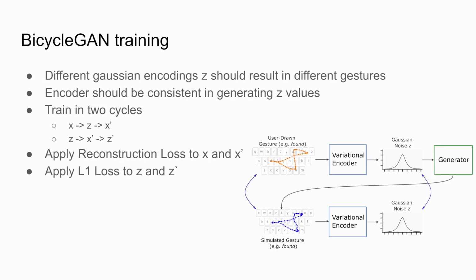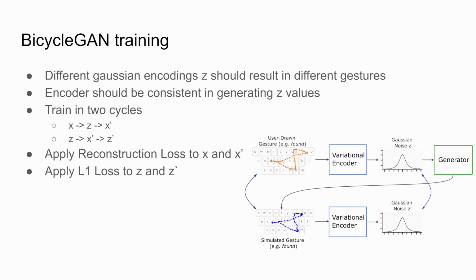An important part of training WordGesture-GAN is the 2-cycle training method inspired by BicycleGAN. Different Gaussian encodings Z should result in different gestures when input into the generator. At the same time, though, the encoder should be consistent in generating Z values from input gestures. In order to enforce this, we train in 2 cycles.